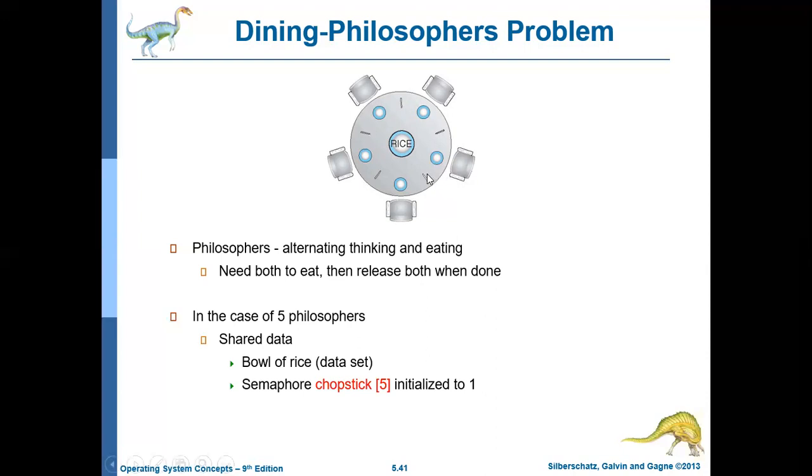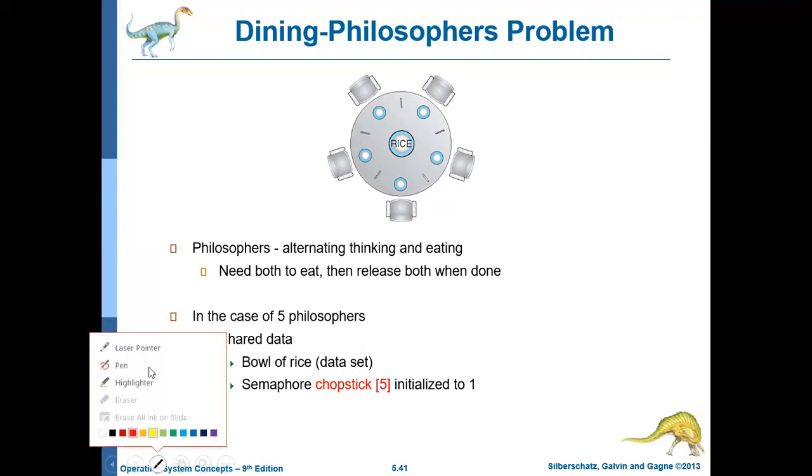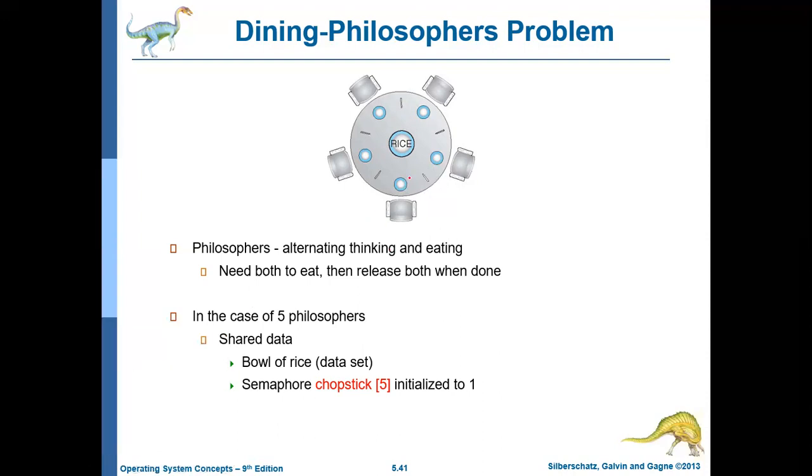Okay, so you can see here each chopstick is shared between two philosophers. For example, if you see this particular chopstick, it is shared between this philosopher and this philosopher. This chopstick is shared between this philosopher and this philosopher, like that. And when a philosopher wants to eat, he needs both the chopsticks. He cannot eat with just one chopstick.